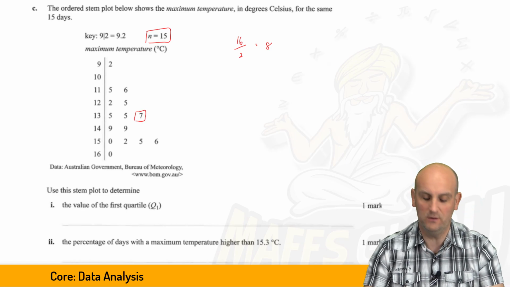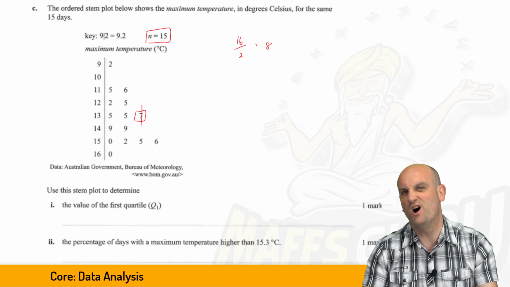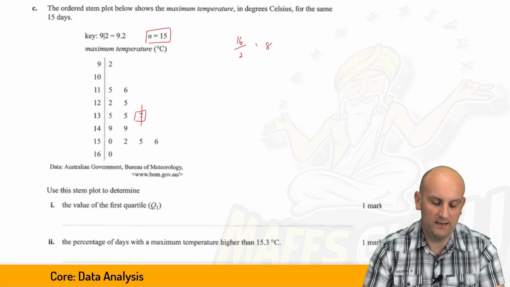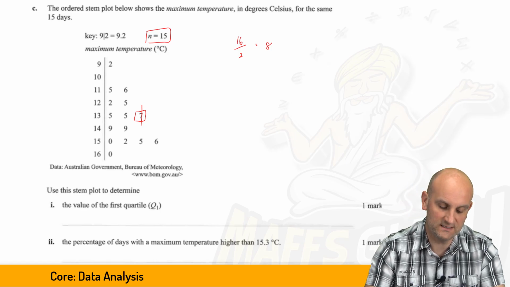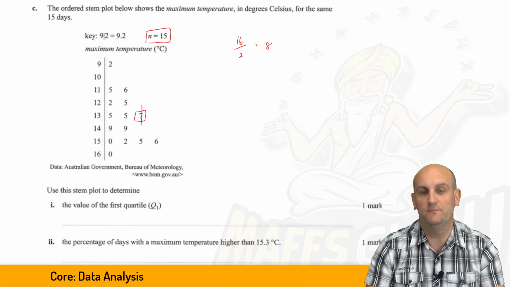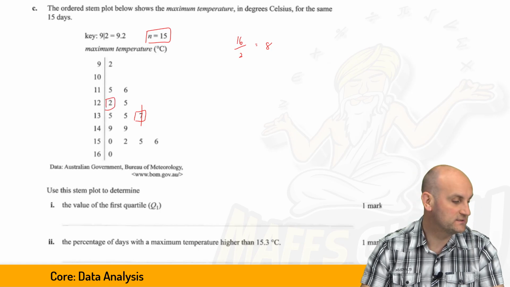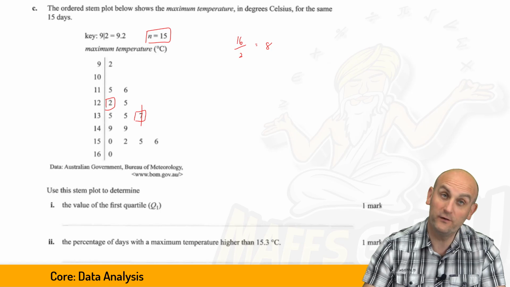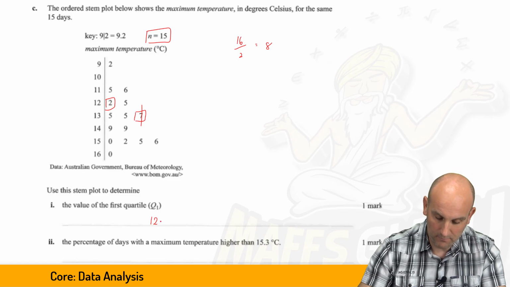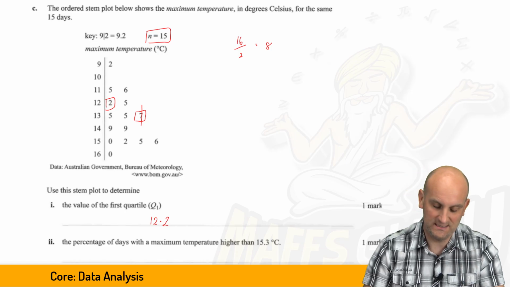Now, how's that helpful? Well, that's effectively halfway through, and a quartile is half of half. So I've got 7 data items there. Add 1 gives me 8, divide by 2 gives me 4. So I want the 4th number: 1, 2, 3, and 4. I don't really need to go any further, because as far as I'm concerned, my value of my first quartile is 12.2. Now remember, it's 12.2, not 122.